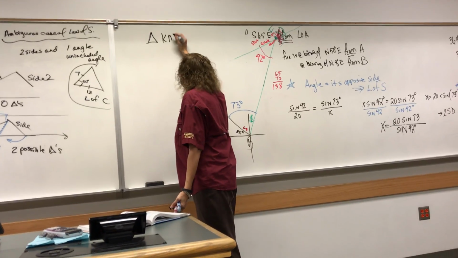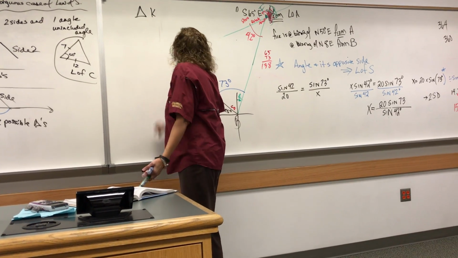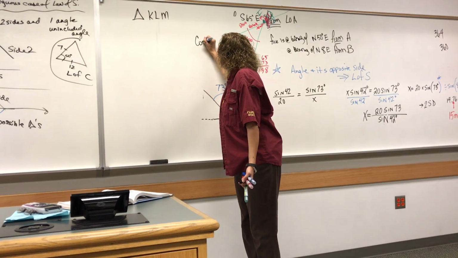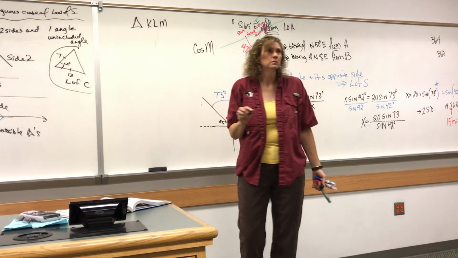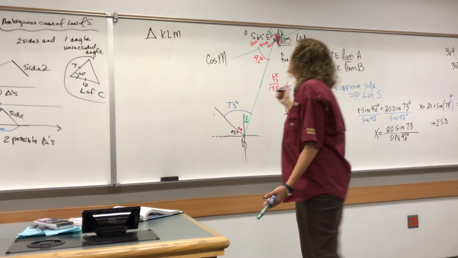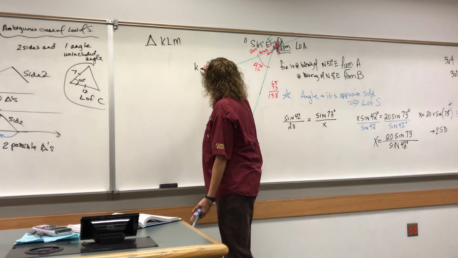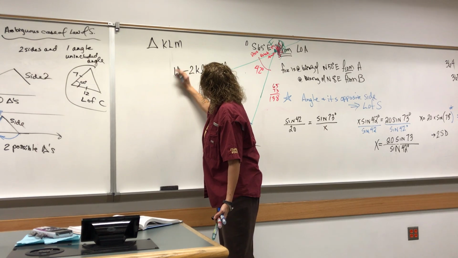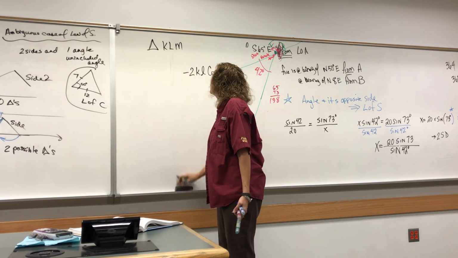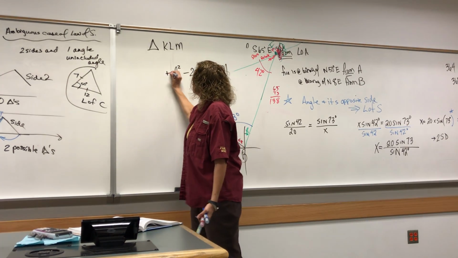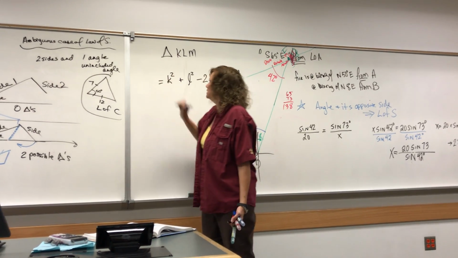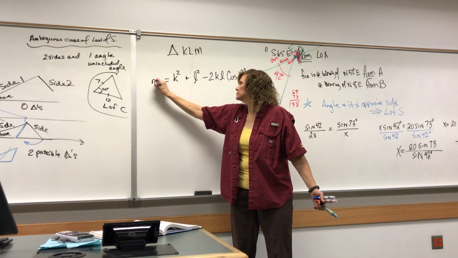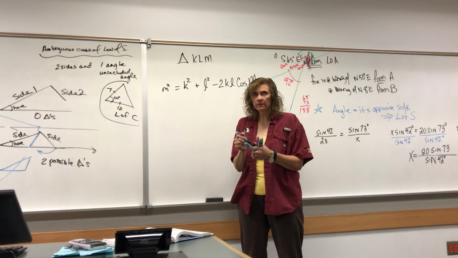KLM, and you want to solve cosine M, the other two letters are K and L, so those must be sides, K and L. Multiply by 2, subtract L squared, K squared, and that's going to equal what? M squared. M squared. Okay?